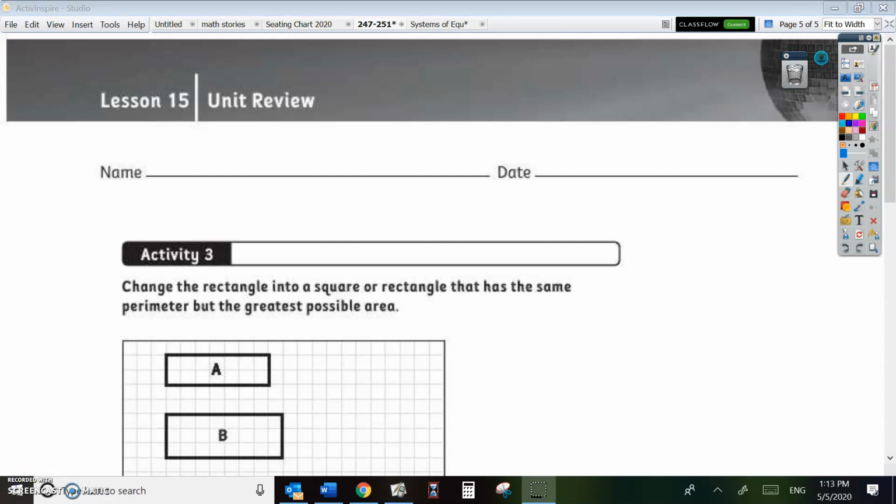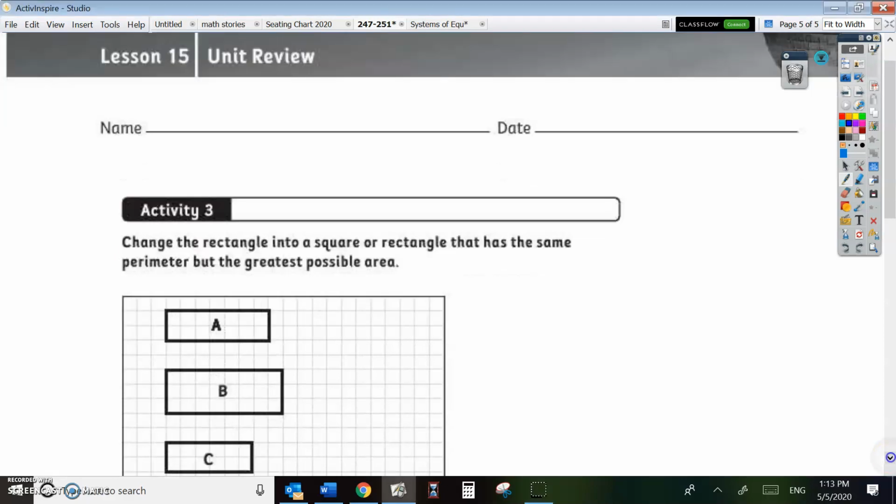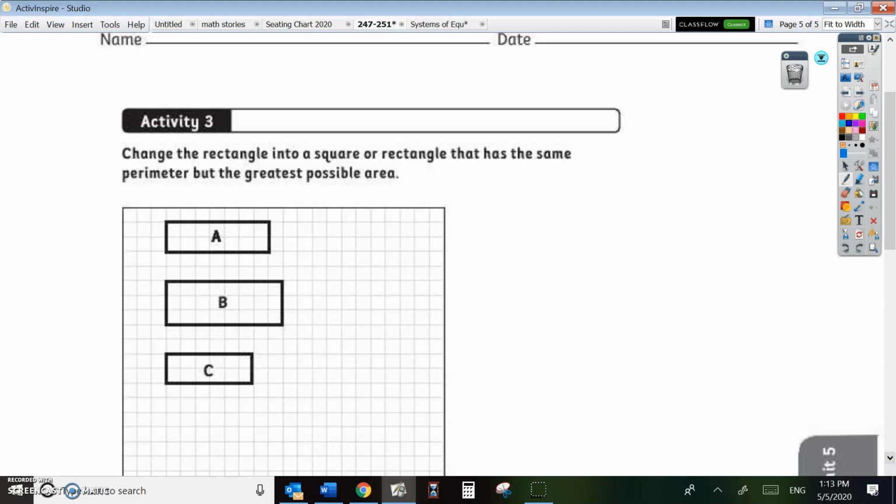Last page, we're supposed to change the rectangle into a square or rectangle that has the same perimeter but the greatest possible area. So letter A has a perimeter of 2 plus 2 plus 7 and 7. So the perimeter for this rectangle A is 14 plus 4 is 18. And the area is 14 units squared.